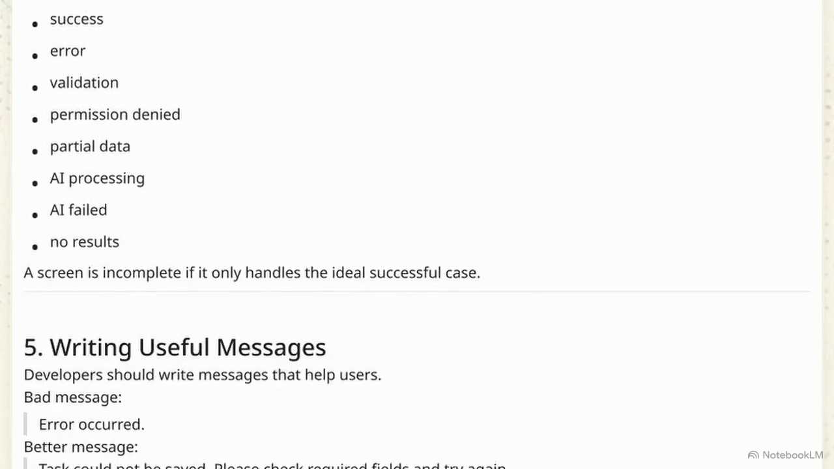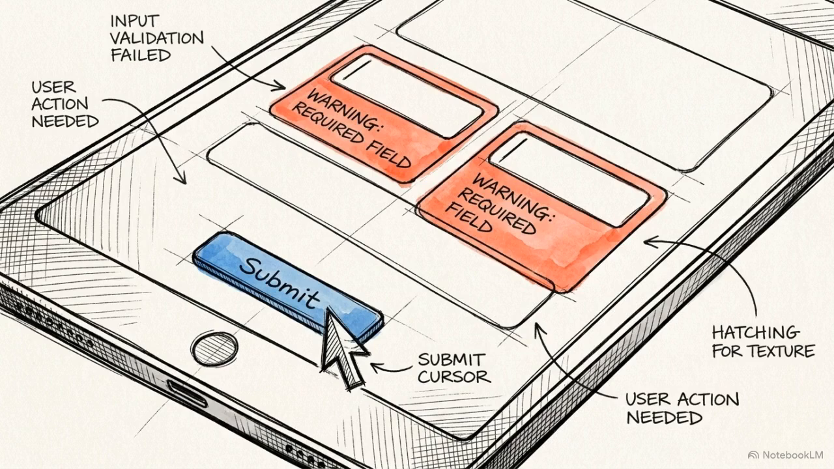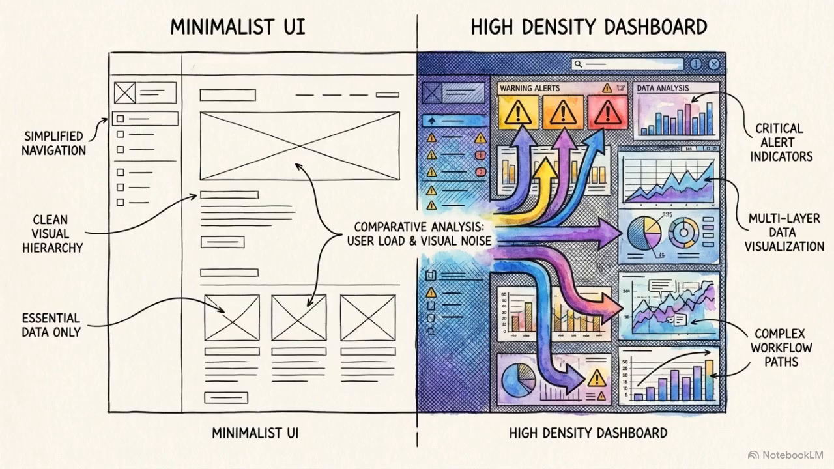Look at the rule explicitly stated right here. A screen is incomplete if it only handles the ideal successful case. Building resilient software means designing for the moments when things break. Anticipating missing data and human error is the architectural difference between a generic layout and a functional tool.